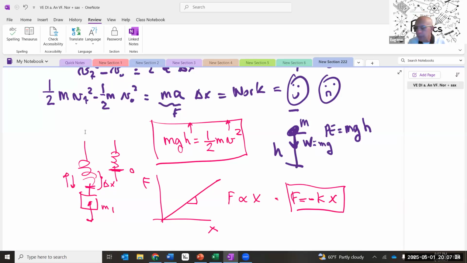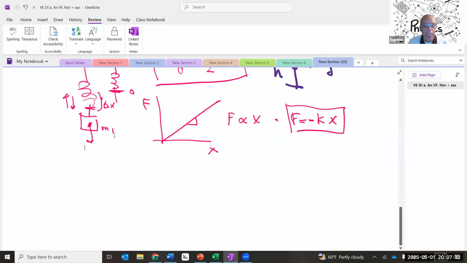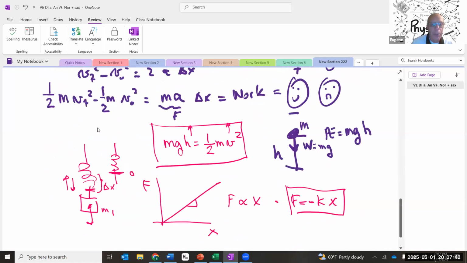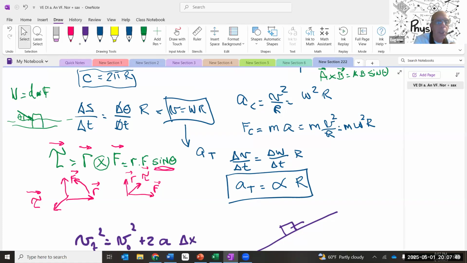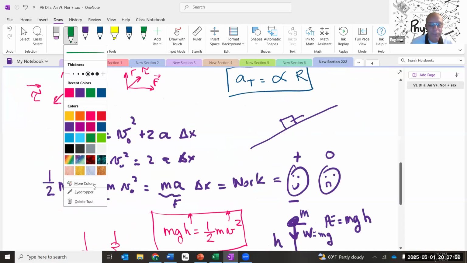Another thing that I think I forgot to say about torque. Let's see if I can. I'm going to write this down a little bit here. And what is torque? Torque is in green. So I'm going to change the color here to green again, so it's all matching.